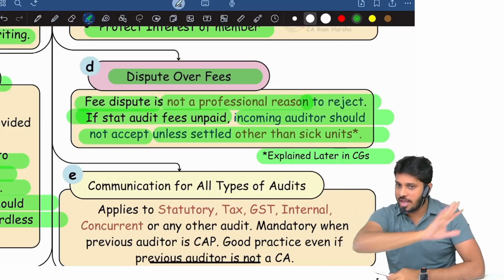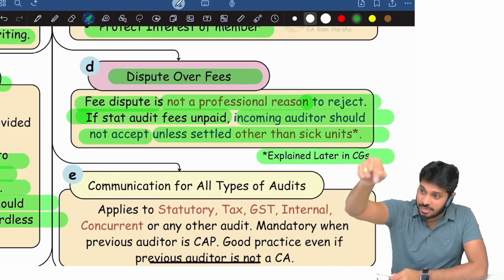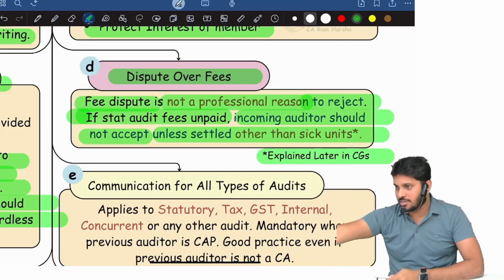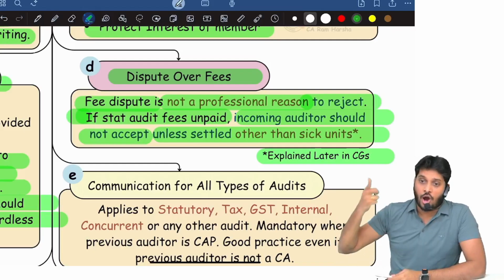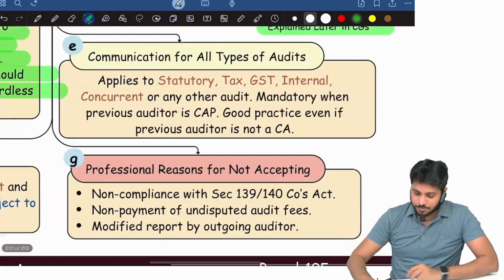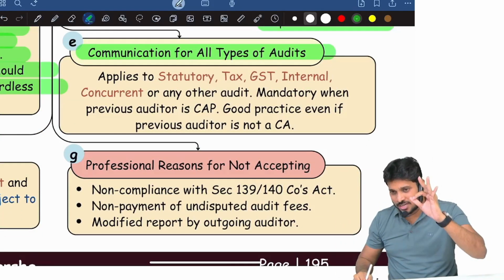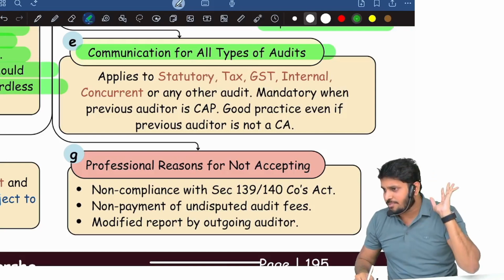Regarding the disputed fee, I am not worried. I am only worried about the undisputed fee. Whatever the client agreed to pay originally, he needs to discharge to the previous auditor. So I need to use all my influence so that the previous fees will be paid to the auditor. This communication is required for all types of audits: internal audit, concurrent audit, stat audit, any type of audit.